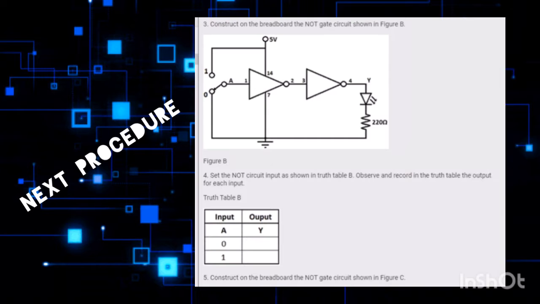The third procedure is to construct on the breadboard the NOT gate circuit shown in figure B. We're just going to have another input and another output. You can see it in the schematic diagram. Let's follow that one.